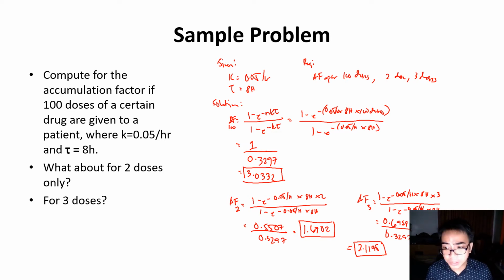So what have you noticed here, class? As you increase the number of doses being given, not the dose itself but the number of doses given, you can see, class, that the accumulation factor increases. That's what you have noticed here, class. Here in AF100, let's look at the color of our pen first.